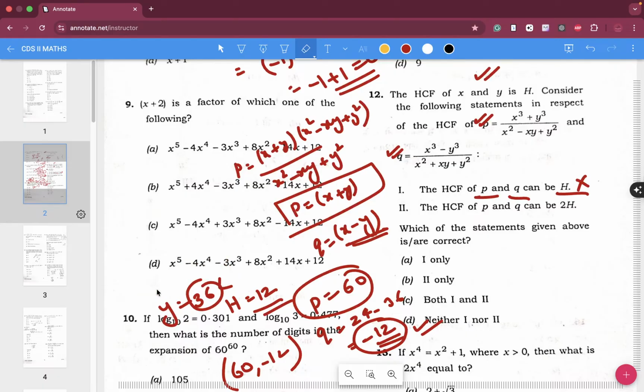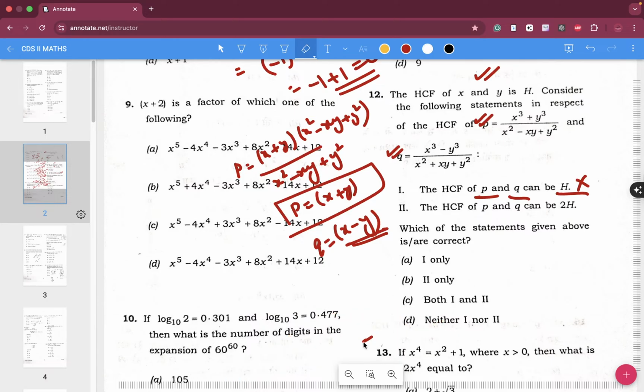And you check with any other number over here. If we take any other numbers, let's say we have the numbers 10 and 30. We'll take this particular number as x. So x is 30 and y is 10. In that case, capital H, which is the HCF of these two numbers, will be 10. Now the HCF of P and Q: the value of P is x plus y, which is 40.